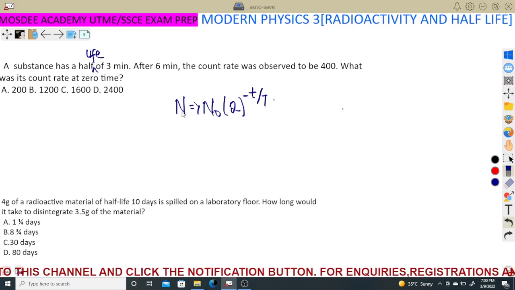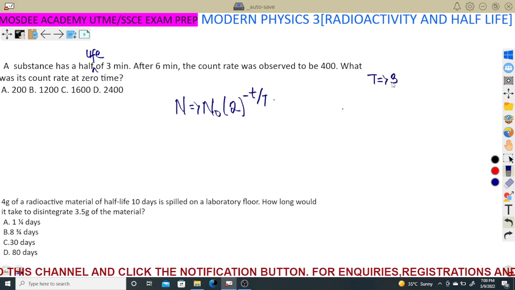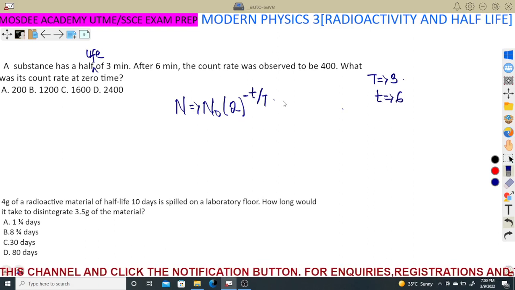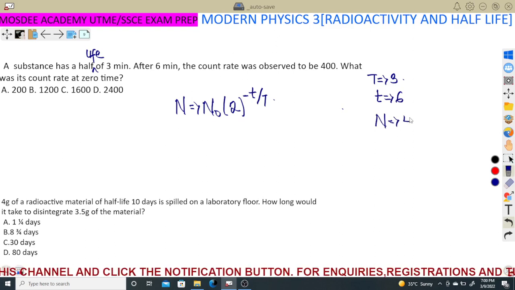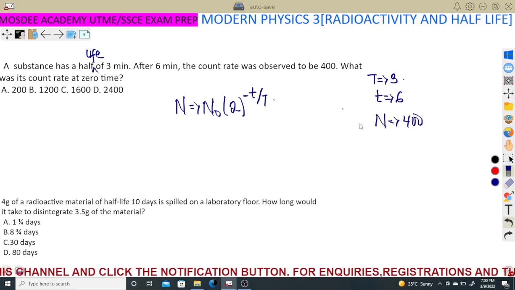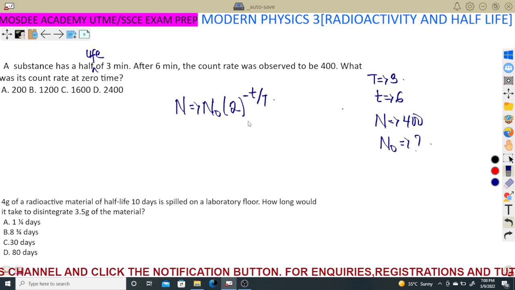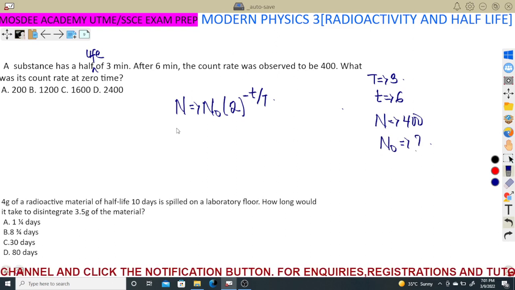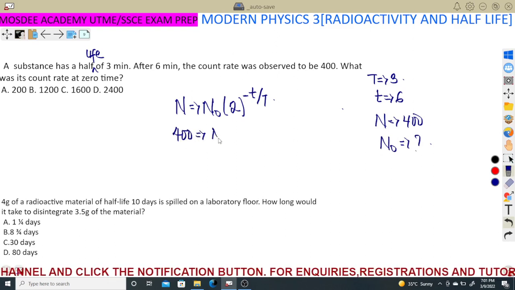Now we have half-life is capital T. It was 3. I'm going to write the parameter. After 6 minutes, after t equals 6, the count rate was observed. That means the number that is left after 6 minutes is 400. So what was the initial one? That is N naught, is what you are looking for. So directly you can apply my formula, which is also very good and quick. So N is 400. N naught is what you are looking for.